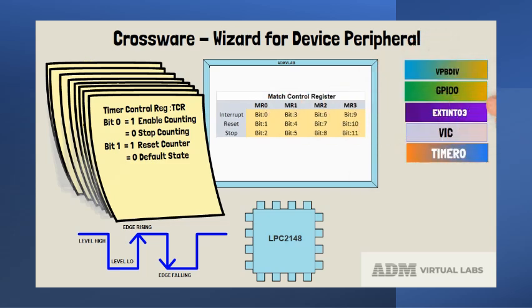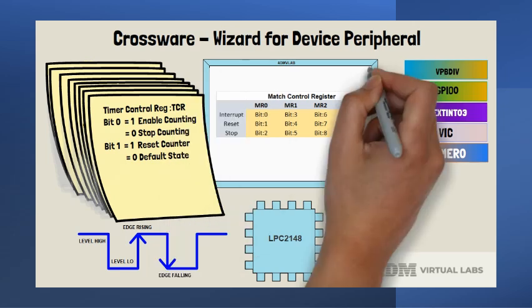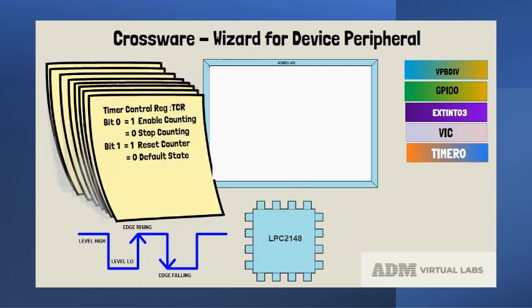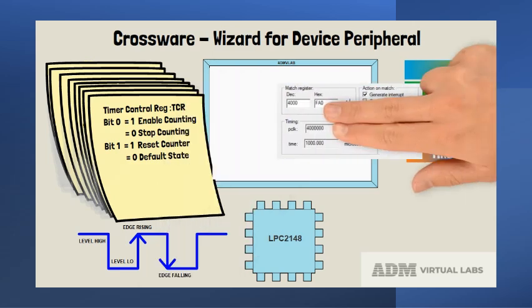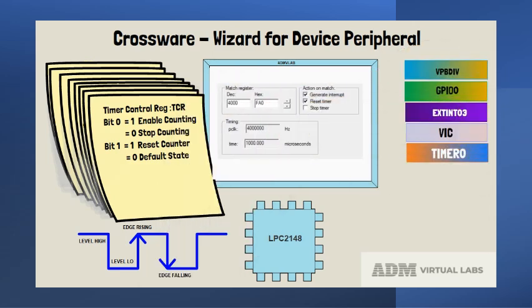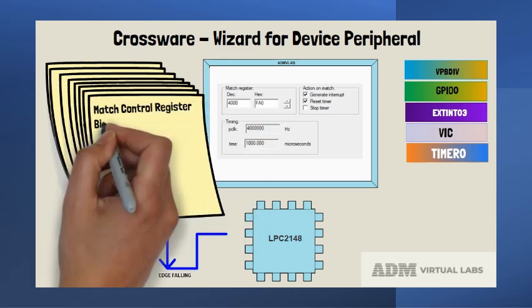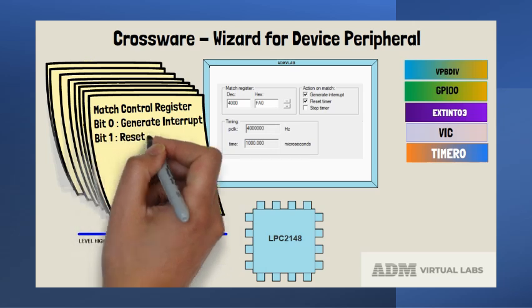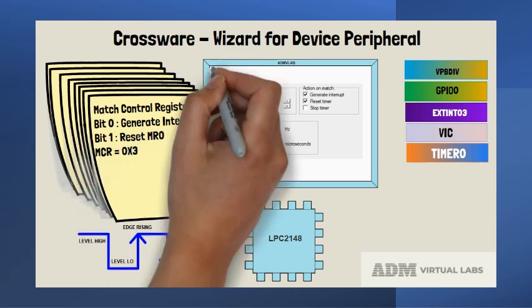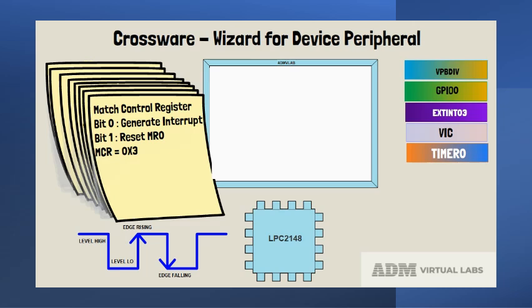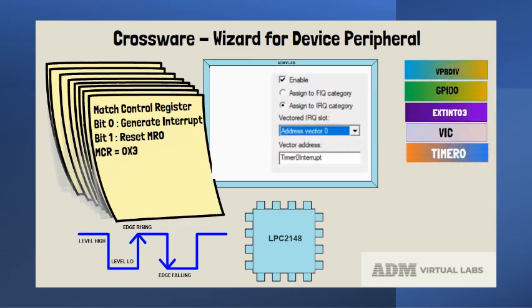To generate a precise time delay, we use match registers. There are 4 match registers, named MR0, MR1, MR2 and MR3. The match register values are compared with the 32-bit timer counter TC, and if a match occurs, the match control register, MCR, can be programmed to generate an interrupt, reset the 32-bit timer counter, or stop the counting operation. We will use the Crossware wizard for generating code to load the match register MR0 for a 1 microsecond interrupt and reset the timer counter TC.